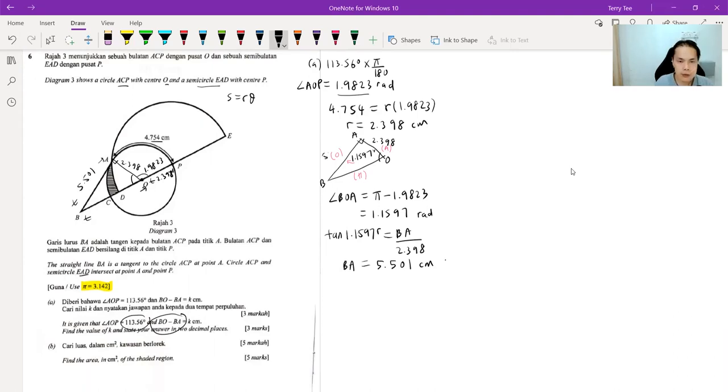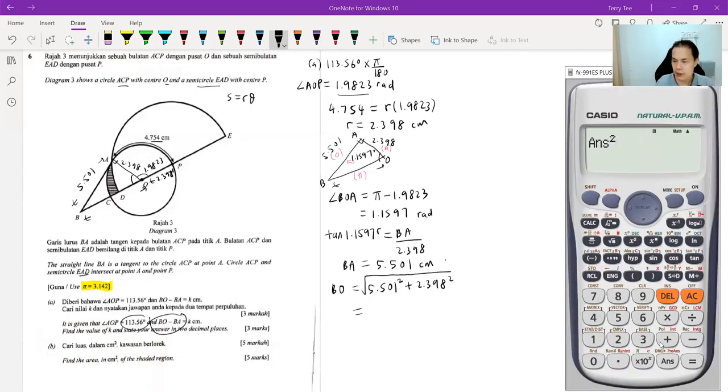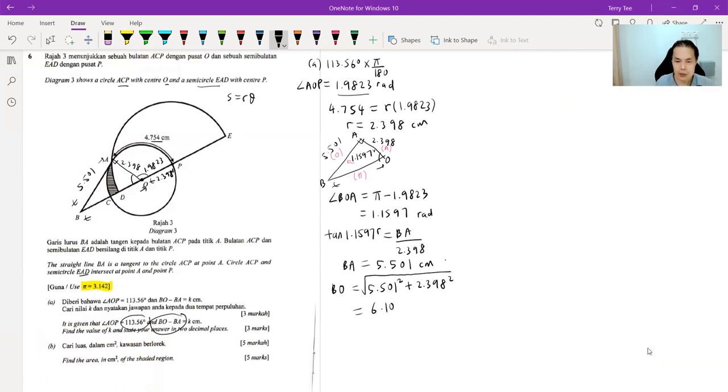If I know this 5.501, I can find BO by using Pythagoras. If you want to use SOHCAHTOA once again, you might use cos theta as well. In this case, I'll just use Pythagoras: 5.501 square plus 2.398 square, then square root. You should get 6.001. I got my BA, I got my BO.